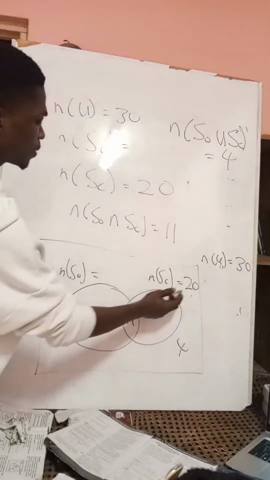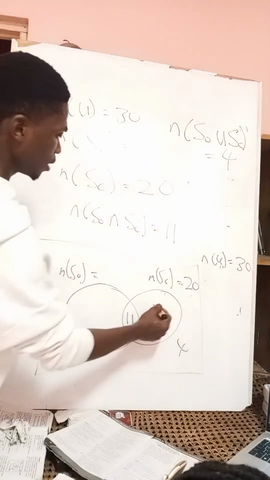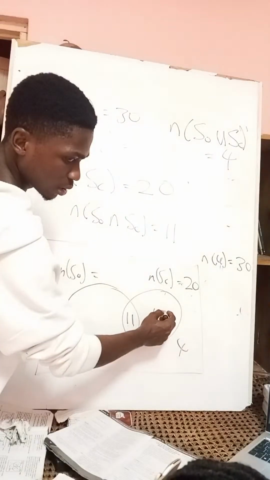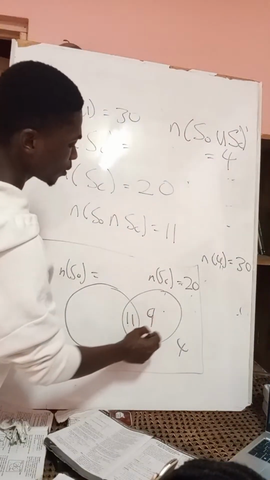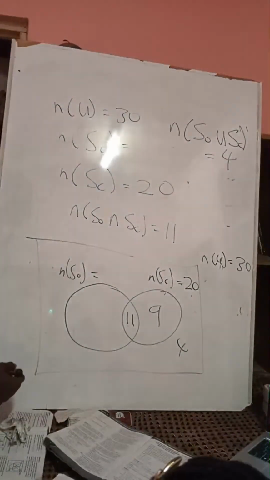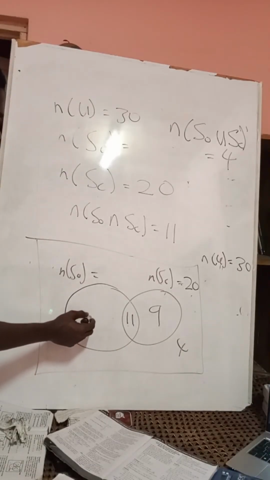The social science people are 20. So if science people are 20 and both are 11, then we can deduct this one to get here. Which is 9. Okay, so this is 9, and then here?